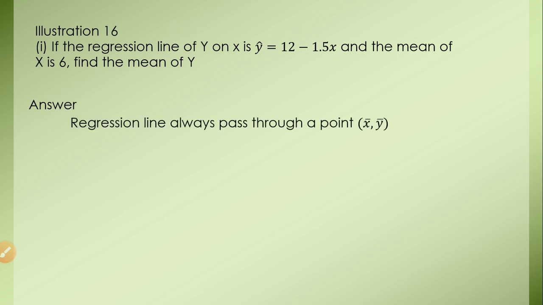First of all, they have explained to us that there is a characteristic: regression line always passes through the point x bar, y bar. Write it in your textbook somewhere, because this question is asked as a 1 mark MCQ also, that from where the regression line passes. So it always passes through the mean.